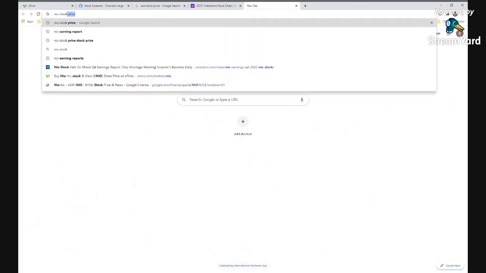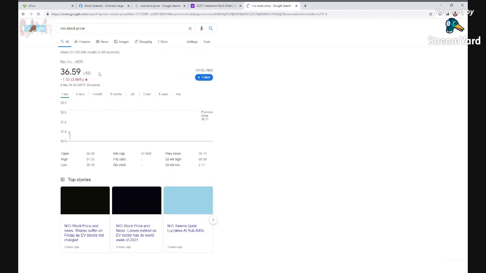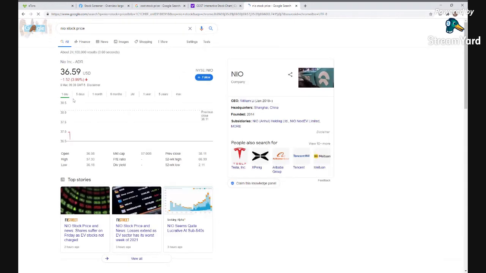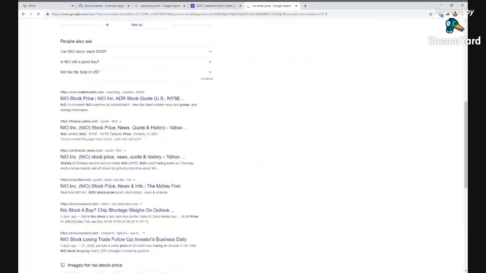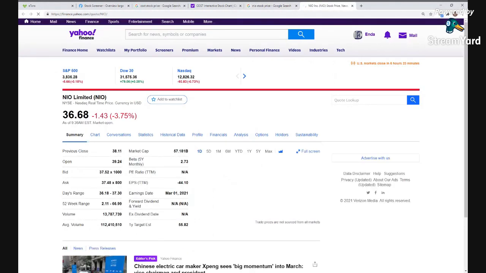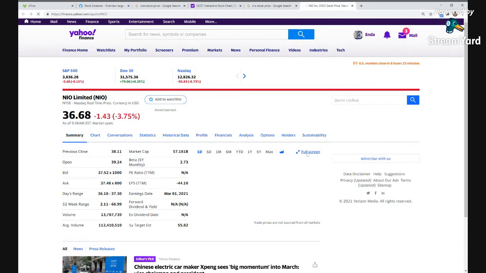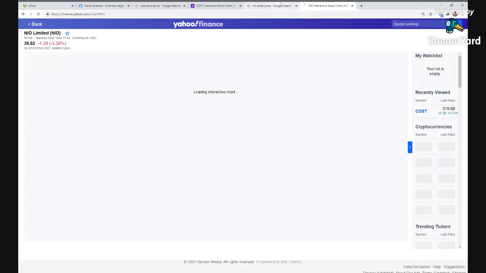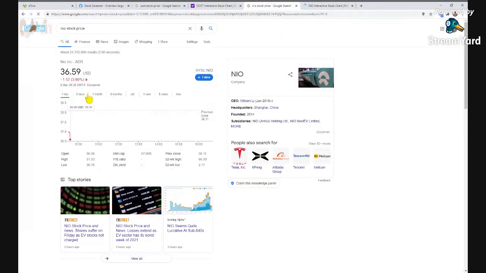I just go NEO stock, and you can put in NEO stock price. You can see here it's dropping and dropping. But I just go to Yahoo Finance again, and I'll have these charts open through the day, and I'll just keep an eye on them through the day. You don't have to watch them all the time. So what I'm going to do is I'll just use full screen there. Okay, let that load up, and you can use these charts on Google.